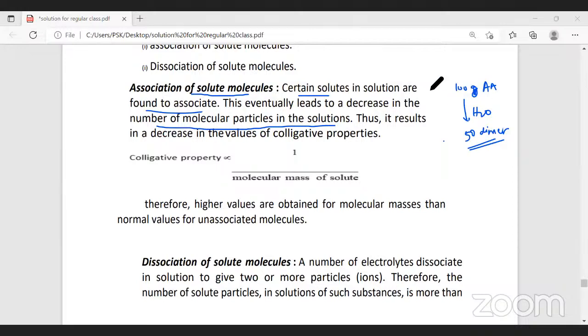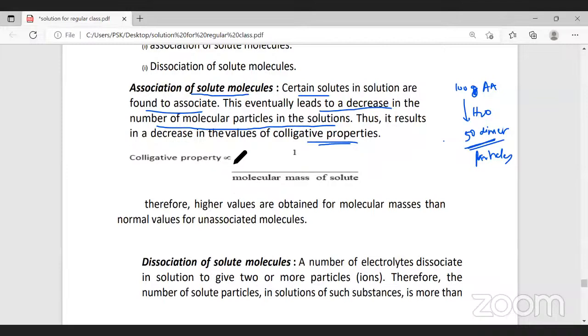See, I told you acetic acid undergoes association. Two acetic acid molecules undergo association to form one dimer. If I have 100 molecules of acetic acid, how many dimers will be formed? 50. So that means in solution, we have only 50 particles. So this eventually leads to a decrease in the number of particles for components which undergo association. Thus, it results in a decrease in the value of colligative property.